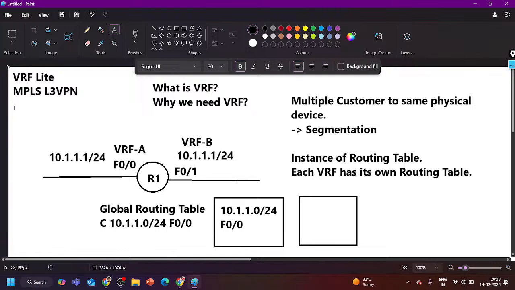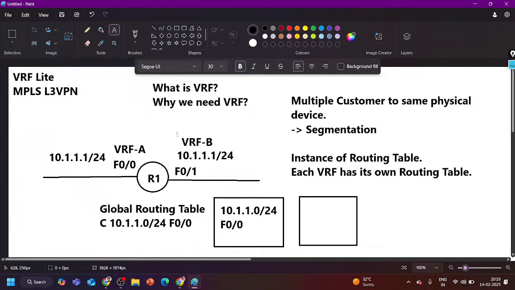In SD-WAN, we also have the concept of VRF, but the name there is VPN. VPN is also one kind of VRF. Right? VPN stands for virtual private network. This is also one kind of virtual network.